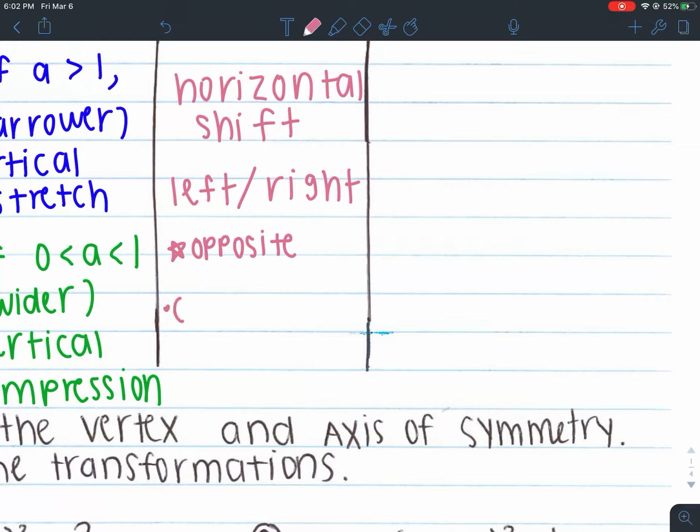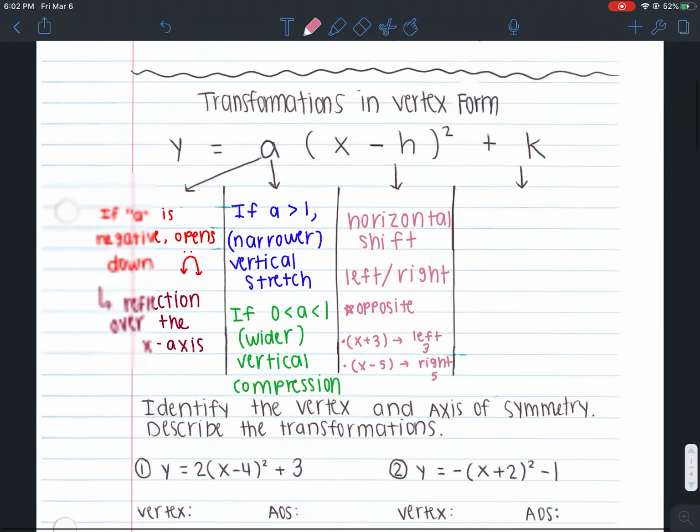So for example, if in the parentheses I have x plus 3, right? If I have plus 3 on the inside, I want to think right 3, but I want to think the opposite and do left 3. Okay, so it's opposite of what you think. If I have x minus 5, that's going to be to the right 5. Again, it's opposite of what you think.